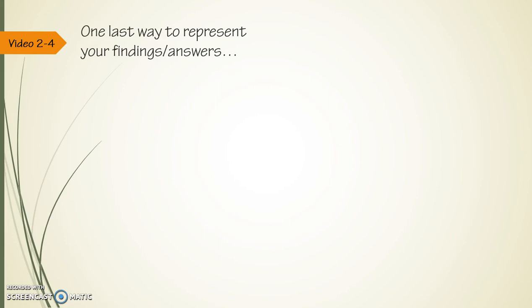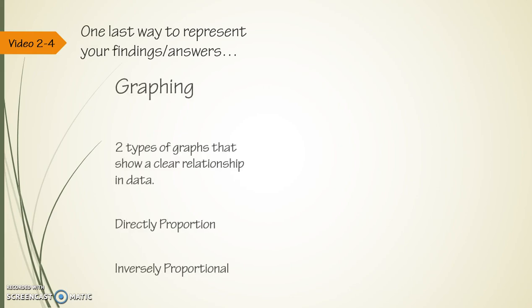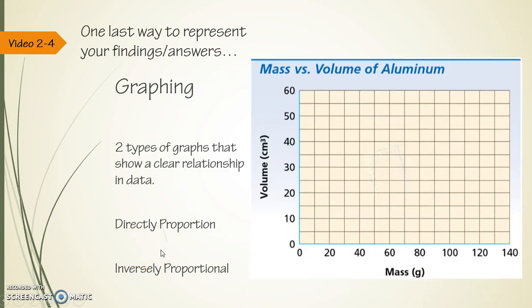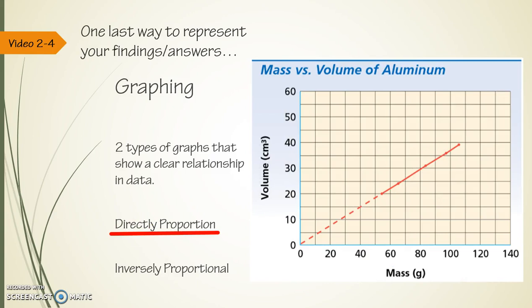Now there is just one last way that we can represent our findings that's not just a numerical value, and that's by graphing them. Okay, and there are 2 types of graphs. I'm sure you recognize these from math over the years. Directly proportional and inversely proportional. Now, the first one that we're going to talk about is mass and volume. So we're actually showing a directly proportional one.